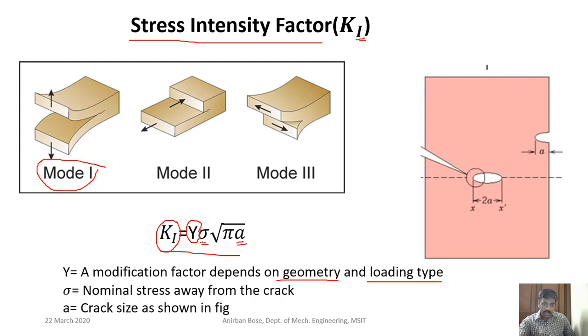Here sigma is very simple, the applied load or the nominal stress that you can easily find out. a is related to the crack size. Already you know that for an internal crack it is half the crack length, and for a surface crack it is the crack size. And Y, how can you find out this Y? Y is a modification factor. In the exam this value will probably be provided, but in practical design this Y can be found from handbook data.